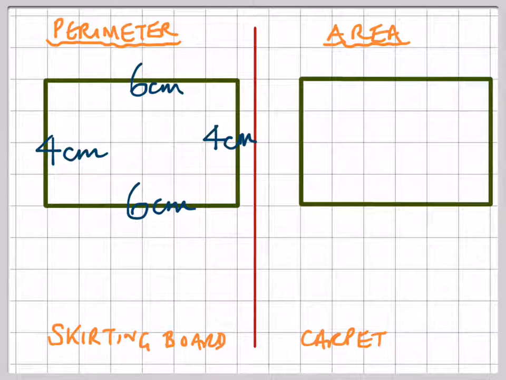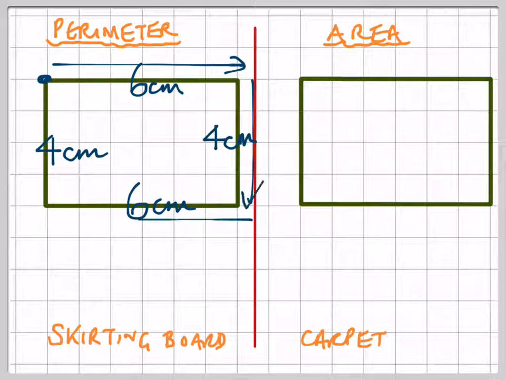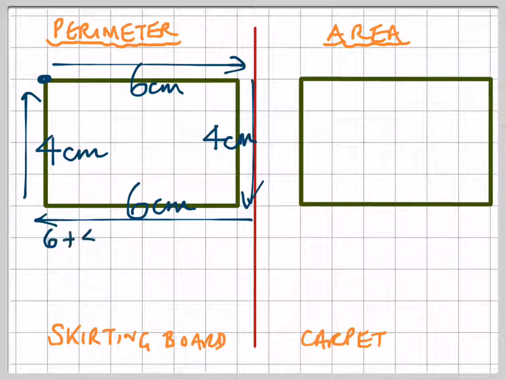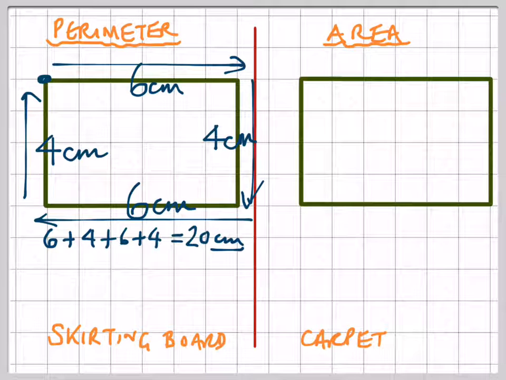There are 3 different ways of calculating using these measurements. First of all, pick a starting point and count your way around. There, then down, then along, and then back up again, giving us a sum of 6 add 4 add 6 add 4, which would give us 20 centimetres. Notice it's a linear length because you'd measure it with a ruler. It's not an area in square centimetres.